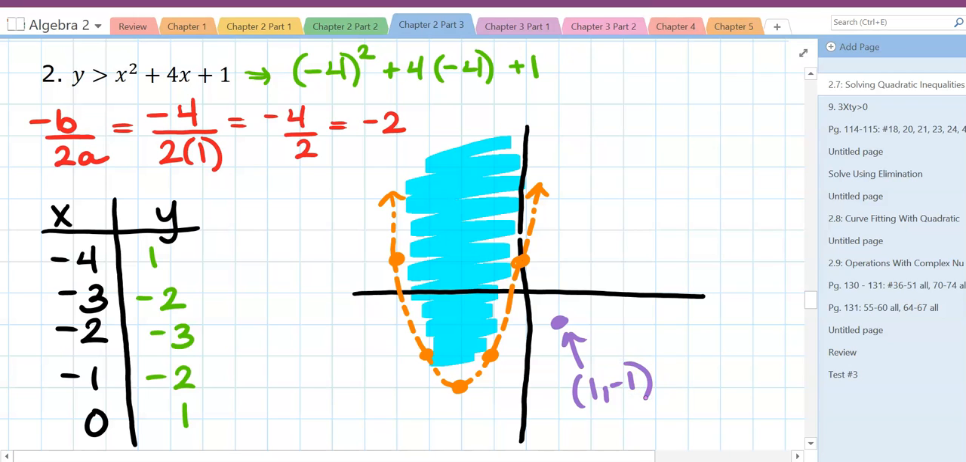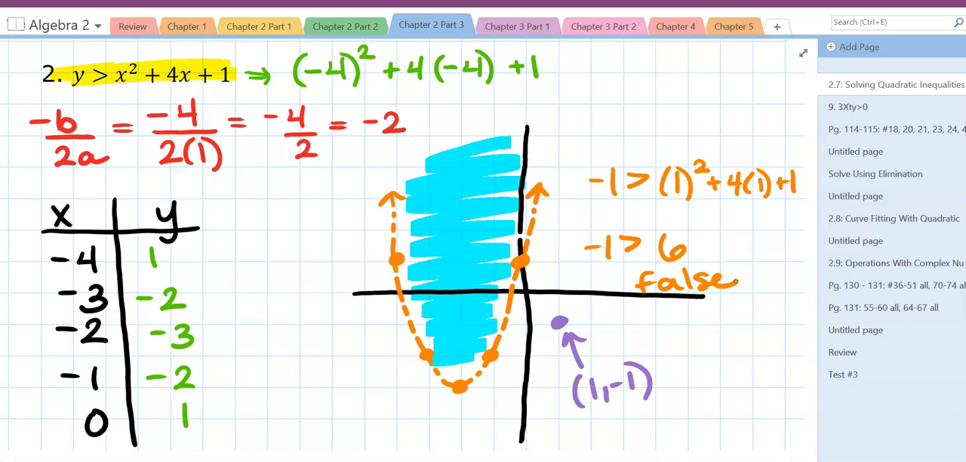What I do is I take that point and I plug it into my equation up here, this one. So I do -1 for y greater than 1 squared plus 4 times 1 plus 1. And what I'm going to do here is see, is the statement that I get true or false. So -1 greater than, on the right side here, you'd have 1 plus 4 plus 1, which would be 6. Is -1 greater than 6? No. So this is false. That means that I don't want to include that point in my solution set.